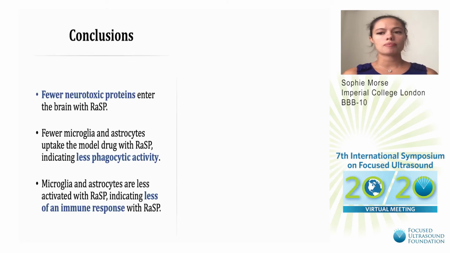So overall, we're getting fewer neurotoxic proteins inside of the brain with RaSP. We're getting less of this removal from the immune cells and less of an immune response in general, it seems, from the morphology of the cells. So what does this mean? Does it mean that with the RaSP sequence, we're causing less disruption to the brain, which could give us more confidence in being able to give patients multiple treatments with this technology, possibly?